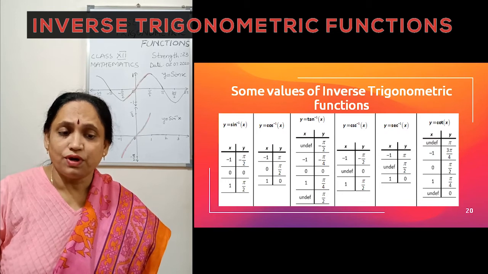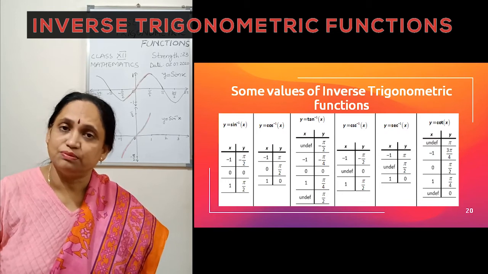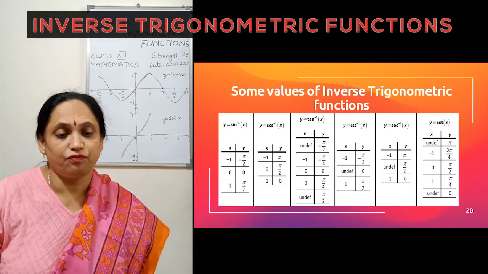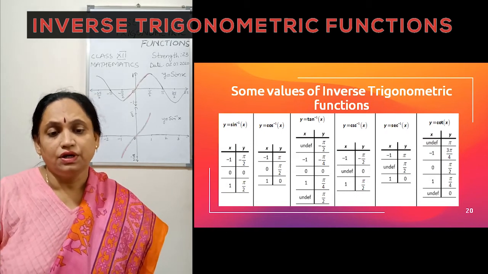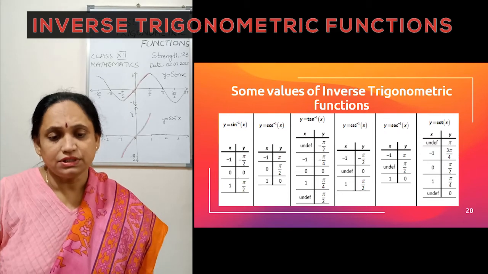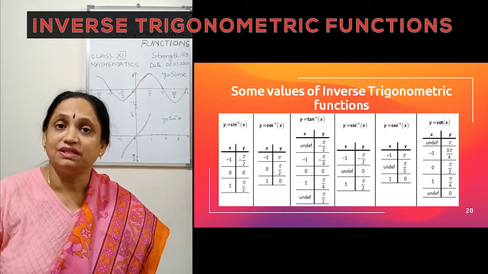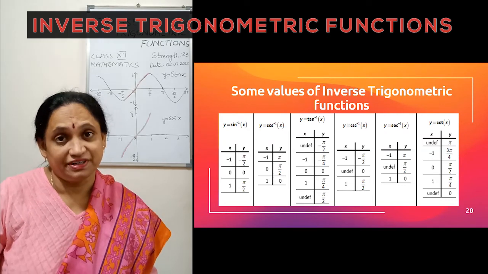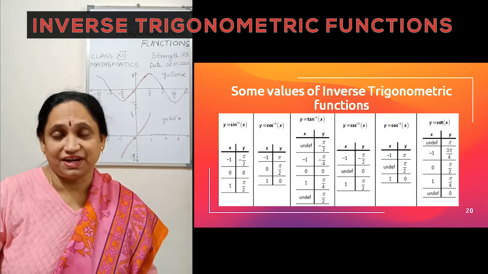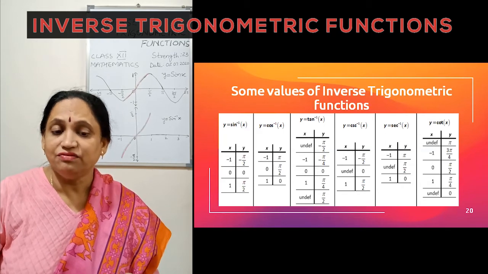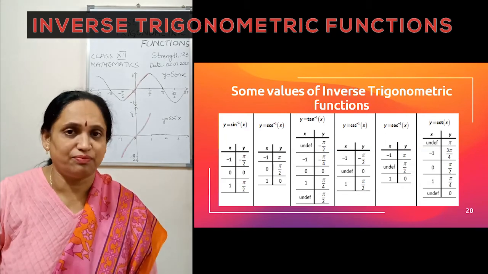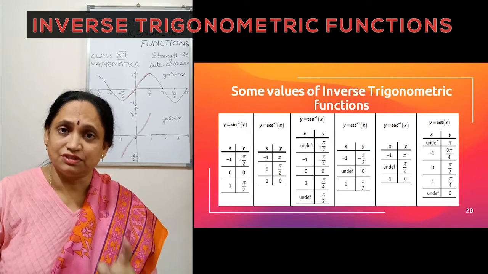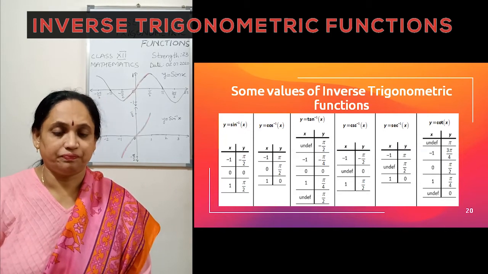Then the next one, cos inverse of -1 is pi. Cos inverse of 0 is pi by 2. Cos inverse of 1 is 0. If we move ahead, tan inverse of -1: it has to be the fourth quadrant, and the angle would be the negative angle. So tan inverse of -1 is minus pi by 4. Tan inverse of 0 is 0. Tan inverse of 1 is pi by 4.